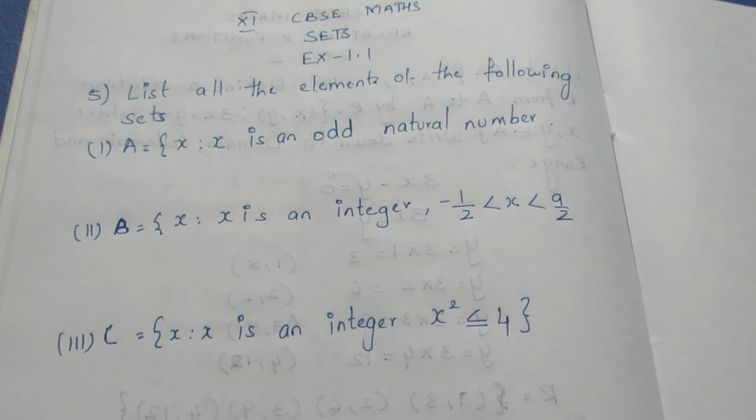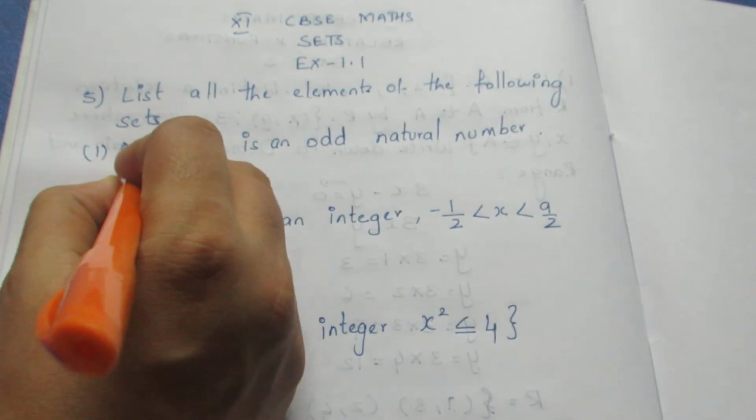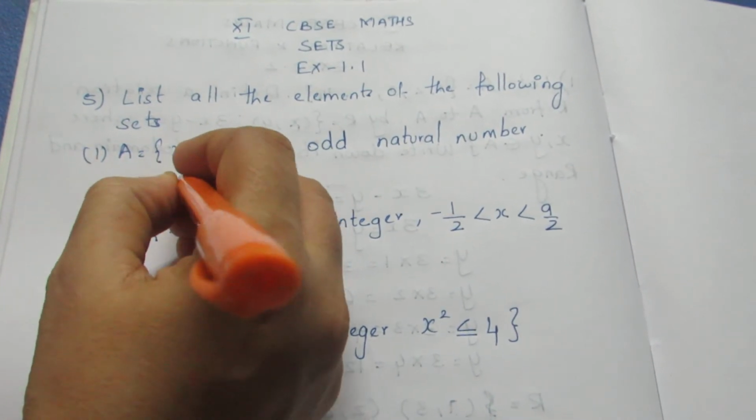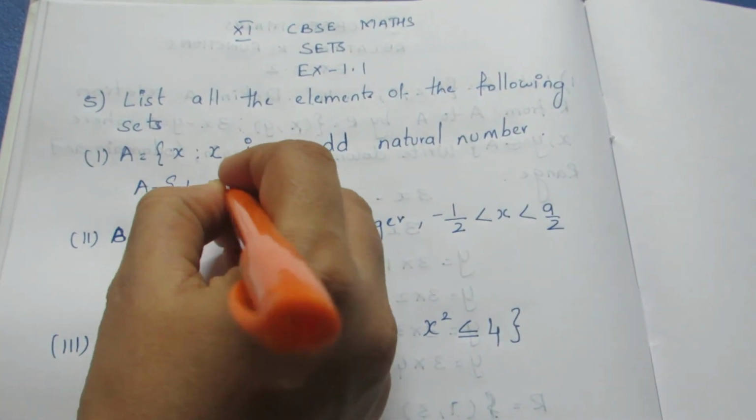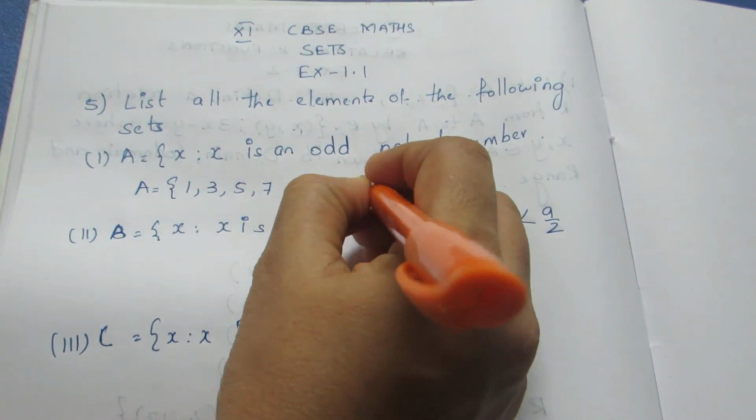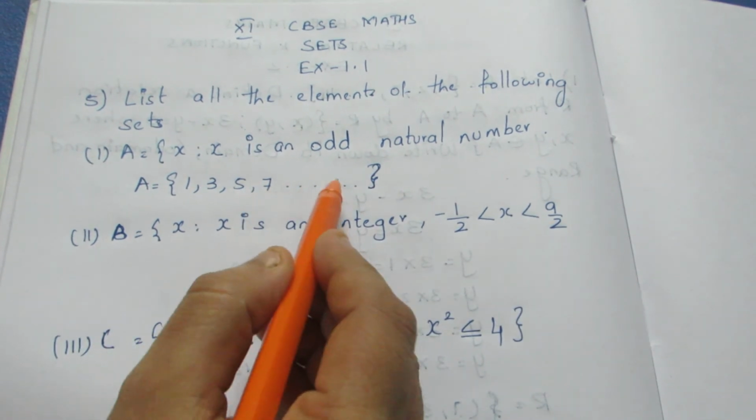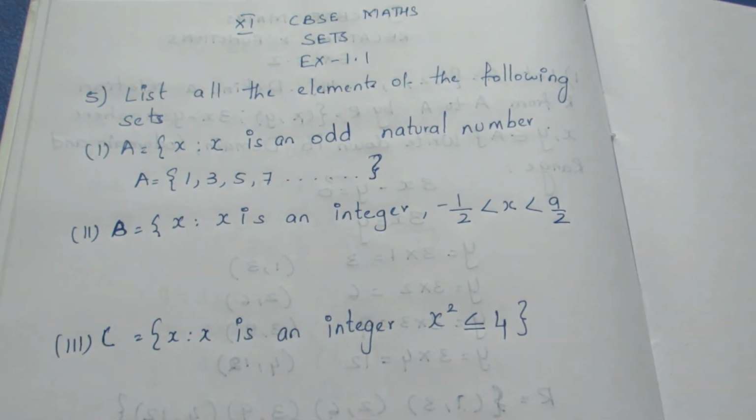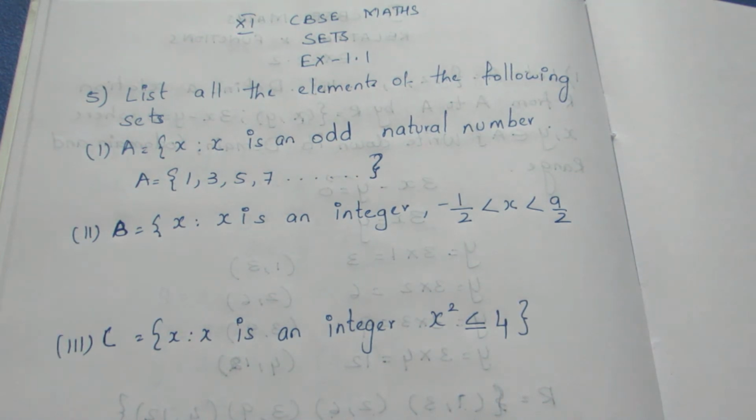Here in the first subdivision it's given that A is equal to {x such that x is an odd natural number}. We know that odd natural numbers are 1, 3, 5, 7 and it goes on. They have not given the end, so we don't know the end. It goes on till infinity. So A equal to {1, 3, 5, 7, ...} will be your answer for the first one.